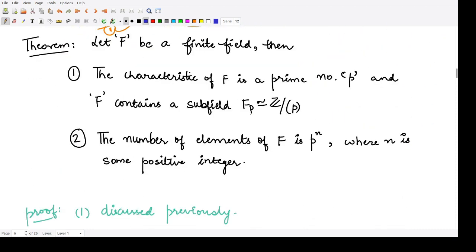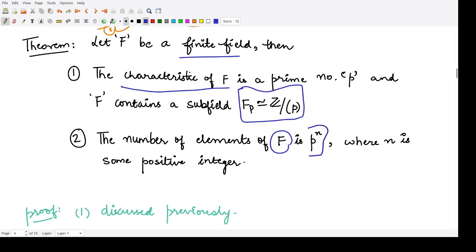Okay, so there is an important result stated that if F is a given finite field, and the characteristic of F is a prime number p, then F would contain a subfield which would be isomorphic to Zp. This we have just proved previously, right? And moreover, the number of elements present in this field F would be p to the power n, where n is some positive integer. And what was this p? P was the characteristic of the given field.